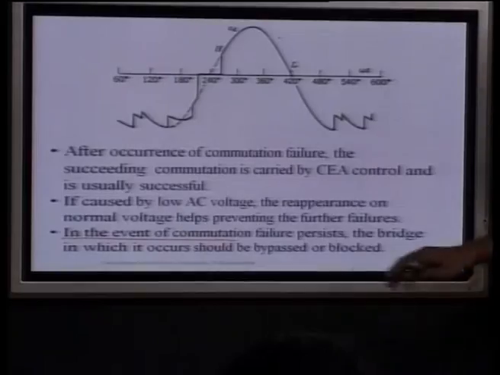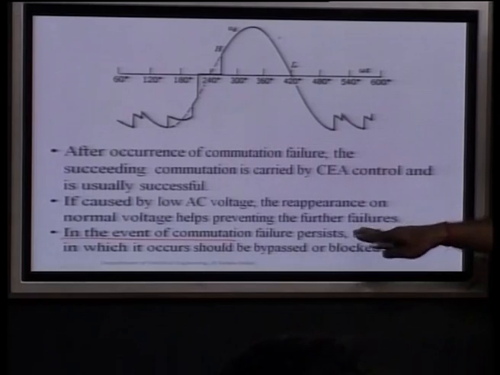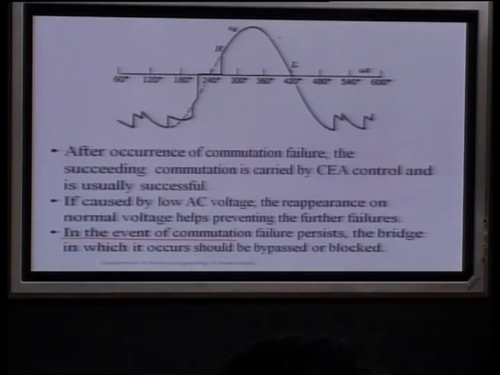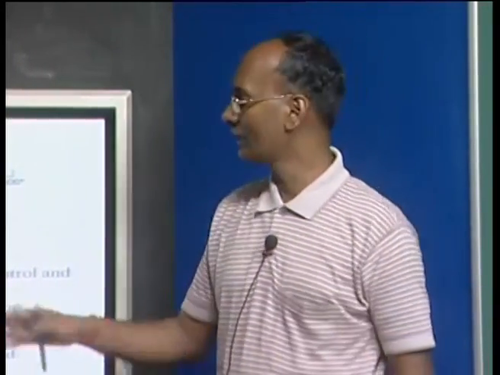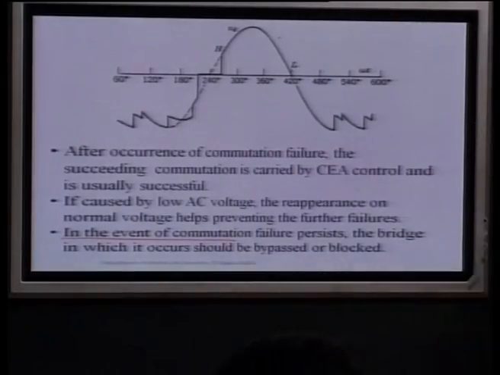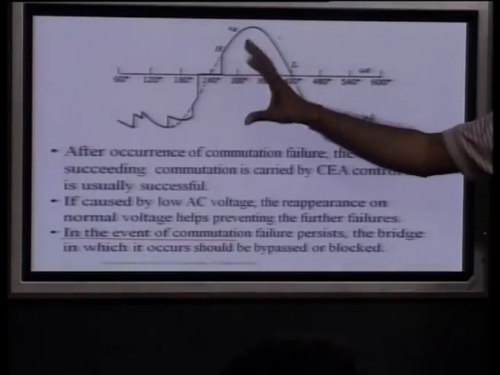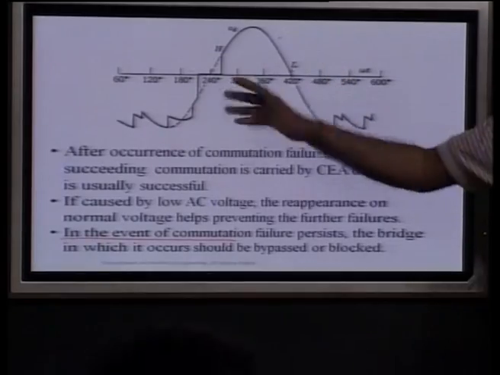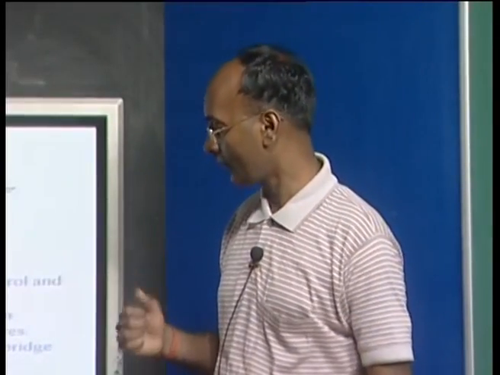So that's why it is written that in the event the commutation failure persists, the bridge in which it is occurring... Why am I talking about the bridge? Because there may be a series of bridges to lift the voltage. So if any bridge is persistently failing, it should be blocked or bypassed, otherwise it creates a lot of problems in your controller as well, because the current is changing very haphazardly. Also the voltage is going to change, your controller keeps on working, and the controller may not be able to find the optimal solution, and there may be other consequences.